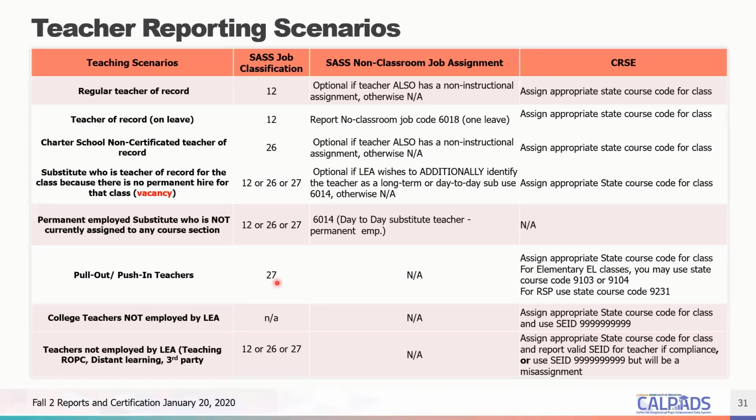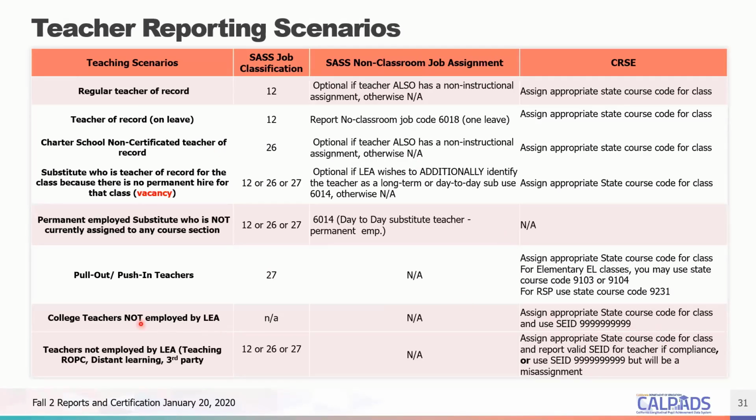Okay. And then of course you have your college teachers, or college teachers not employed by the LEA, who are teaching the class to a student. So you report a SEED 999 to that course that the student is assigned to, but do not report a SEED 999 in the SDM or SASS.